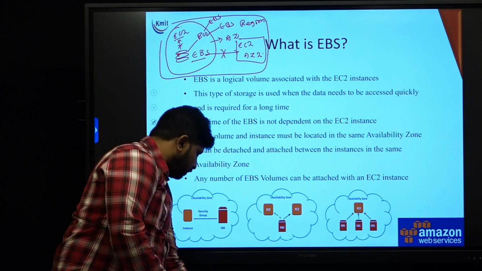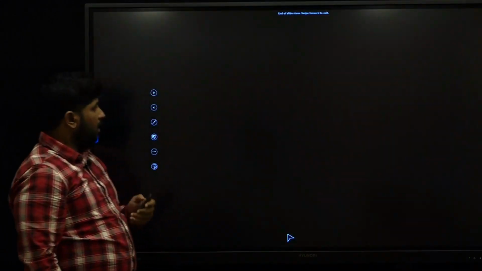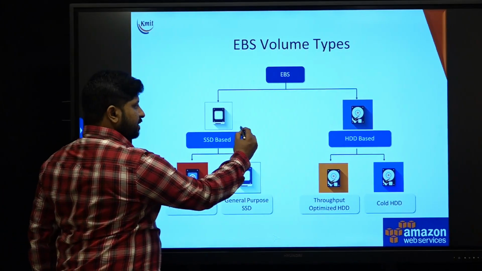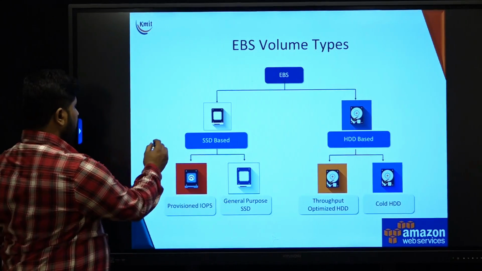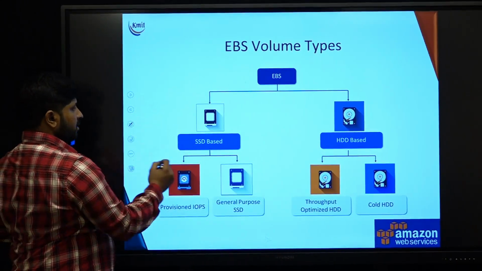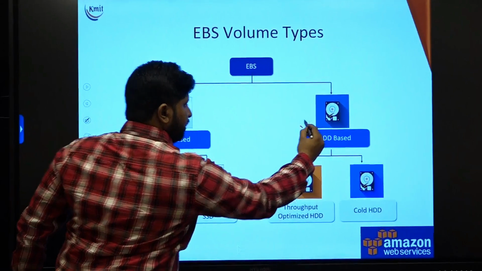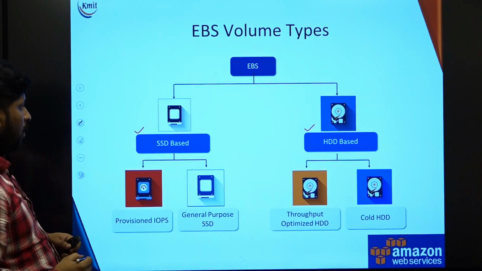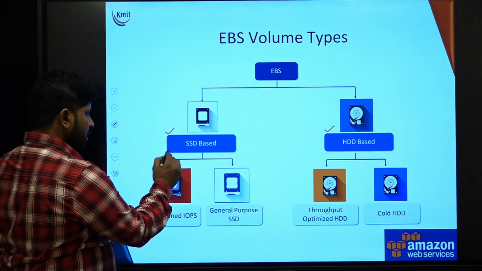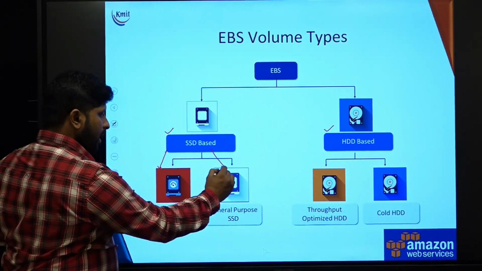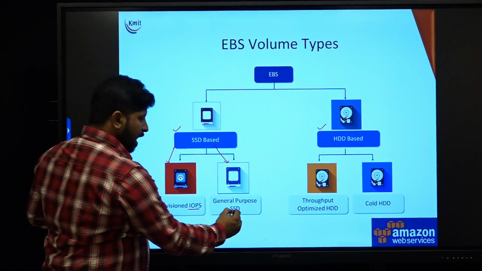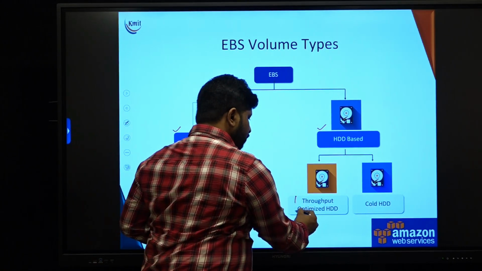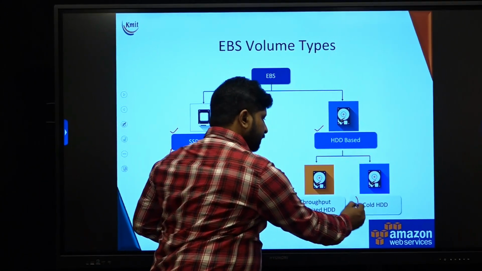So let us see the volume types. EBS comes with SSD or else HDD, solid state drive and hard disk drive, where SSD can be of two types. One is provisioned IOPS and the second one is general purpose, whereas HDD is of type throughput optimized and cold.